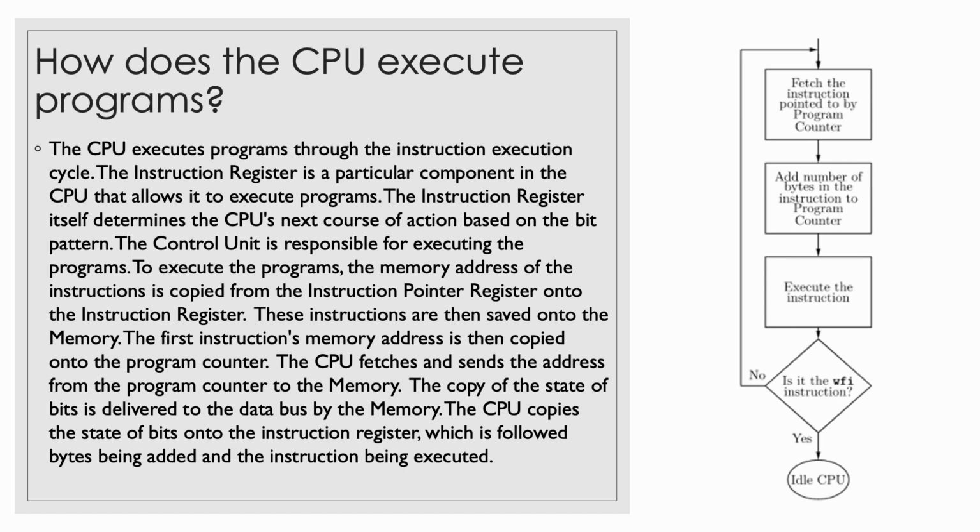And to execute the programs, the memory addresses of the instructions is copied from the instruction pointer register onto the instruction register itself. These instructions are then saved onto the memory, and the first instruction's memory address is then copied into the program counter. And the CPU fetches and sends the address from the program counter to the memory, and the copy of the state of the bits is delivered into the data bus by the memory. So the CPU copies the states of the bits onto the instruction register, which is followed by bytes being added and the instruction being executed. And essentially, that is the way a computer works.